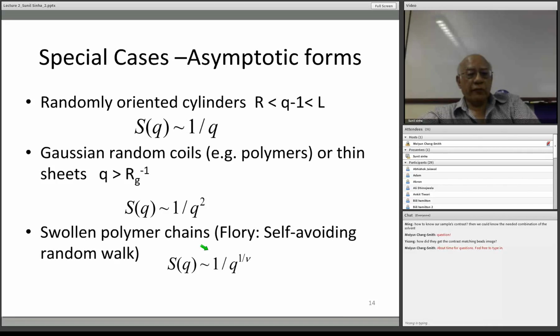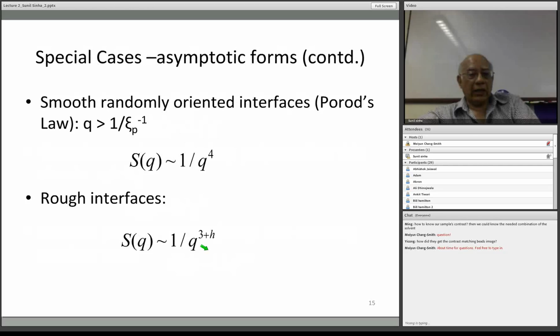So all these asymptotic forms exist and have been analyzed. If you've got a bunch of randomly oriented smooth interfaces, that's Porod's law, you get 1 over q to the 4. On the other hand, if you've got rough interfaces which look like surface fractals, it turns out that your q inverse power is 3 plus h, where h is the self-affine fractal exponent of the surface.